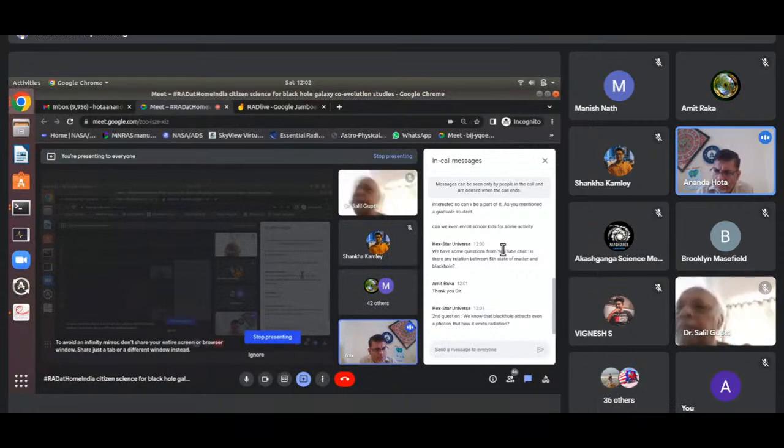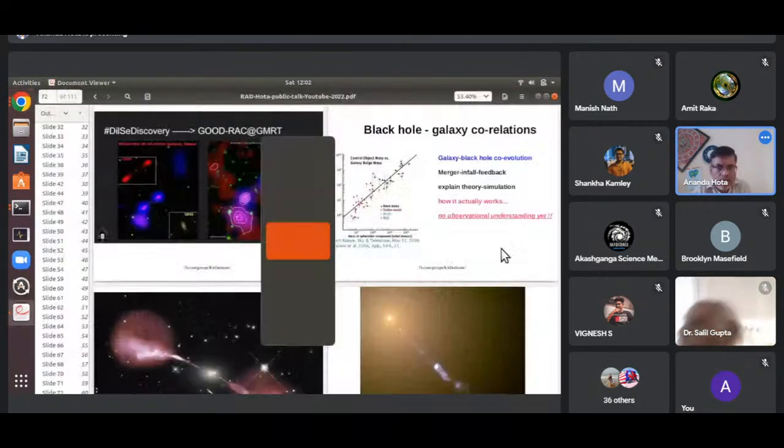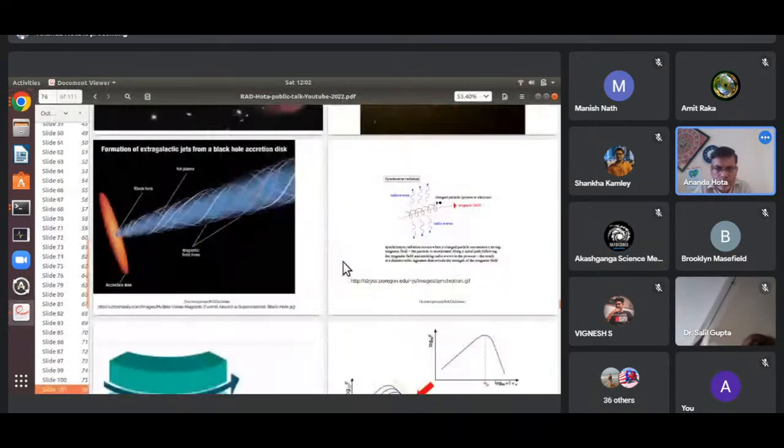Second question: we know that a black hole attracts even a photon, but how does it emit radiation? This is a genuine confusion. This is why it actually deserves an explanation.